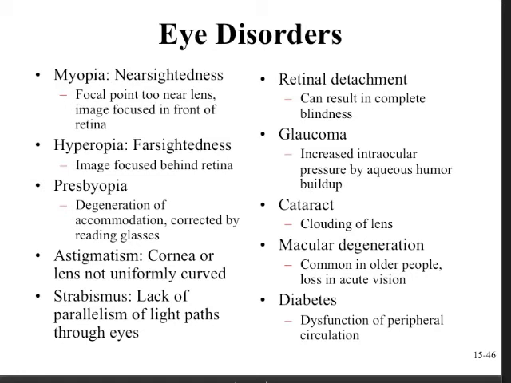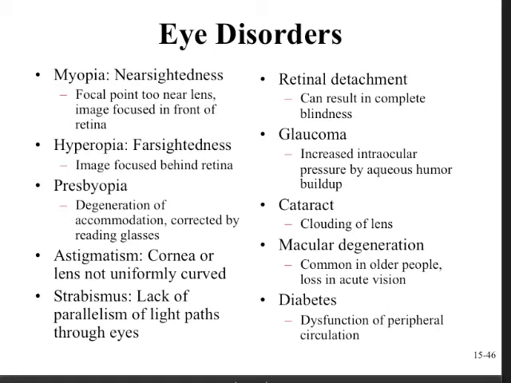Strabismus is a lack of parallel light paths through the eye. Basically, what happens here is that you don't get an accurate depth of field. Okay, what will happen is that part of the image will come in and intersect other portions of the image, and this interferes with what you're trying to look at.